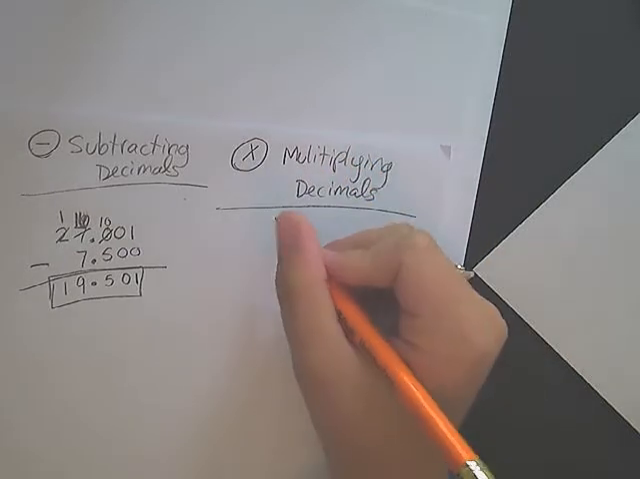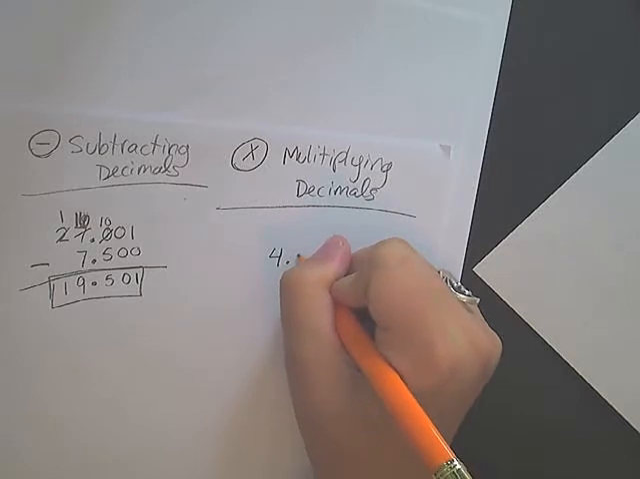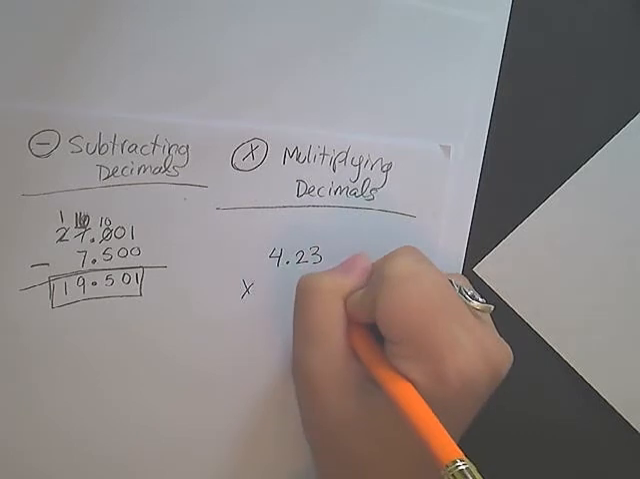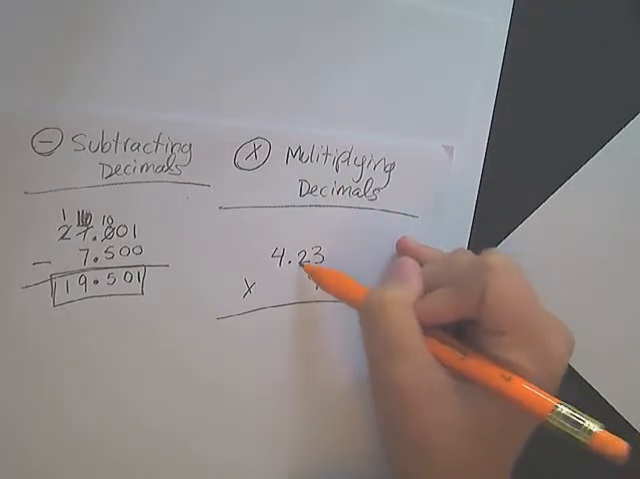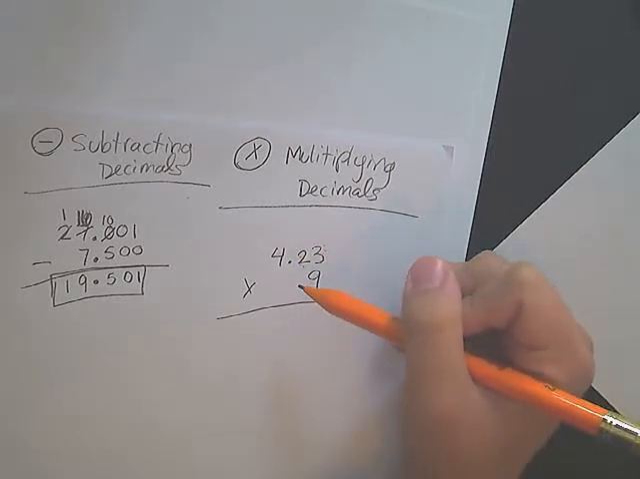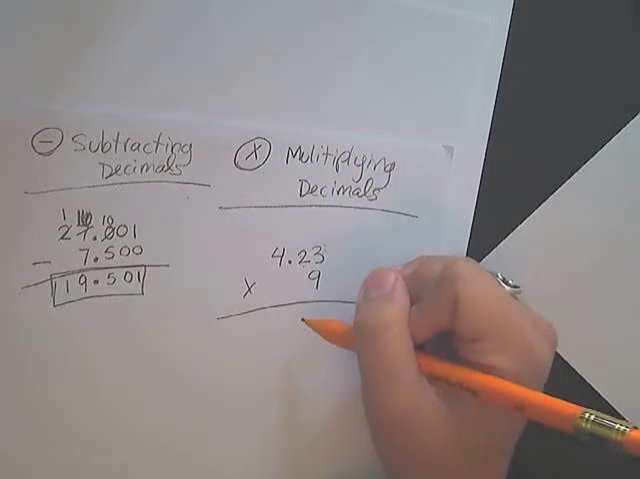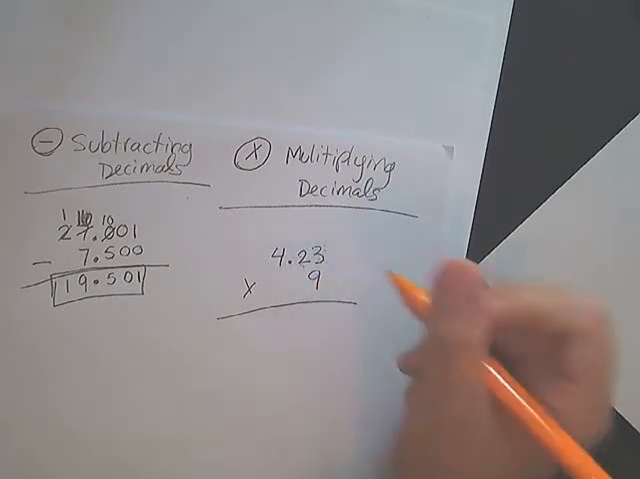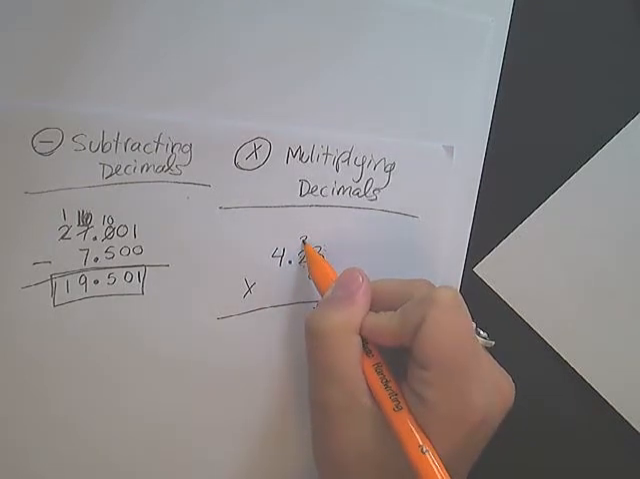There we go. All right, so whenever we're multiplying decimals, we're going to multiply 4.23, and we're going to multiply it by 9. When we're multiplying decimals, remember, we just need to look at how many decimals are to the right, and then that's when we need to put the same amount of decimals to the right in our answer. So we can just pretend like the decimal isn't there, and we can insert the decimal into our final answer.